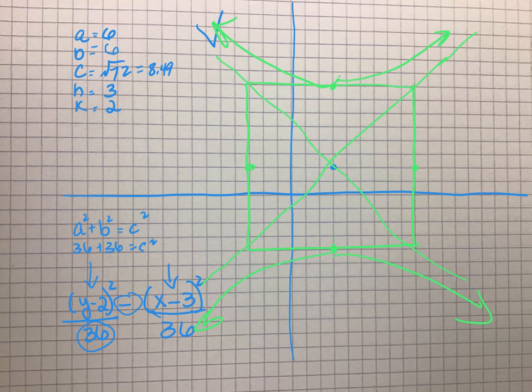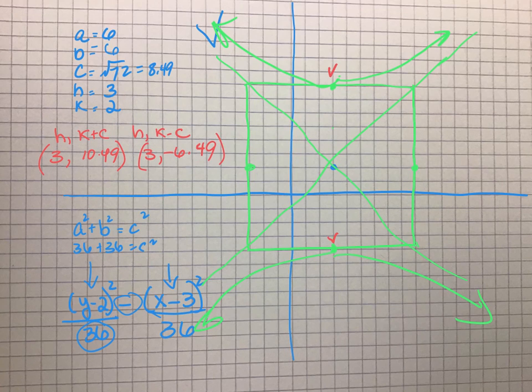So let's find the foci. This is going to be a vertex, and this is going to be a vertex, because it's where the hyperbolas come out. The foci, what's the formula for foci? (h, k plus c) and (h, k minus c). So it's going to be (3, 10.49) and (3, negative 6.49). Yeah, negative 6.49.